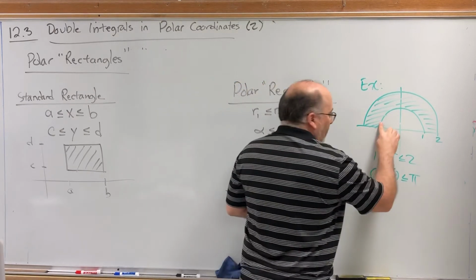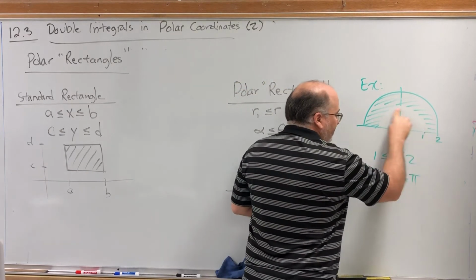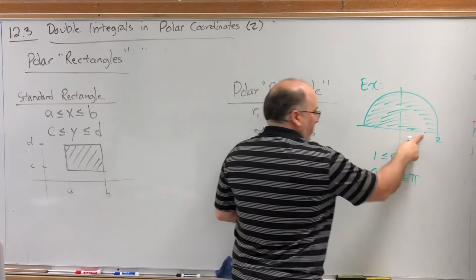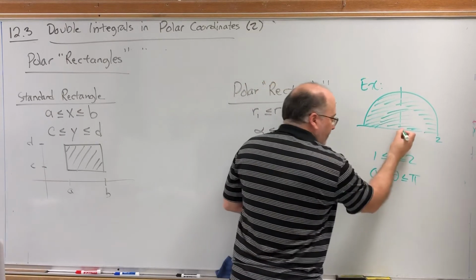What if we had removed the middle of the donut and just shaded in this whole semicircle? What's the smaller radius now? The inner radius, 0.